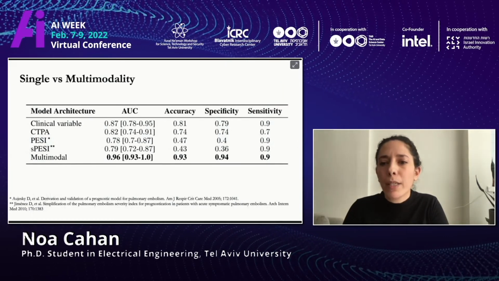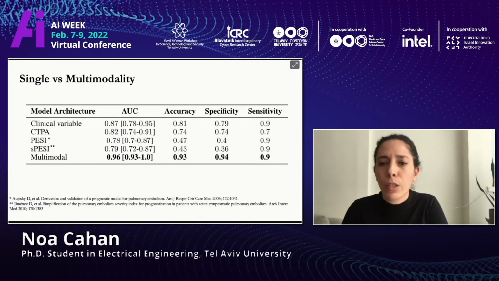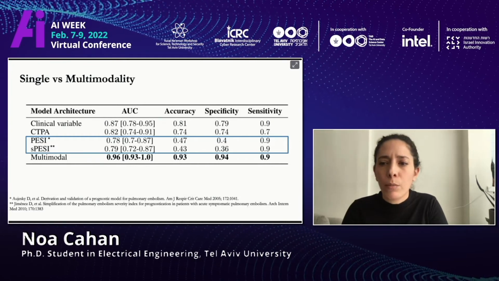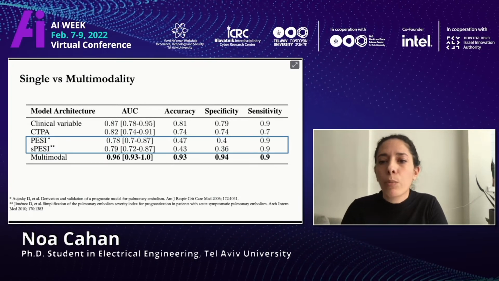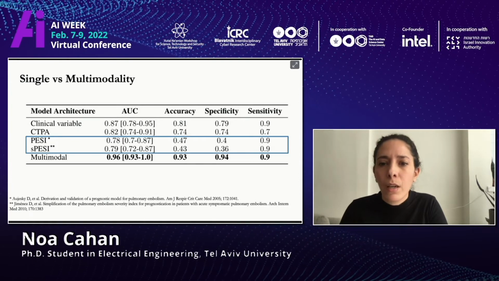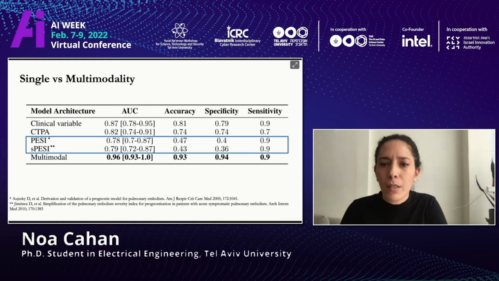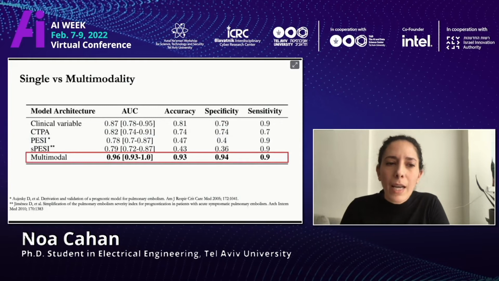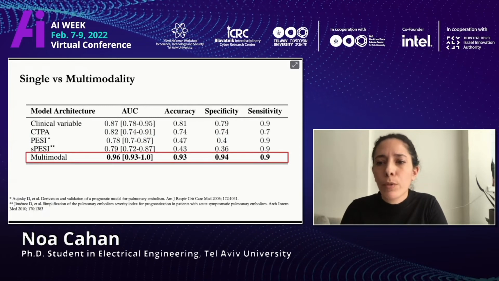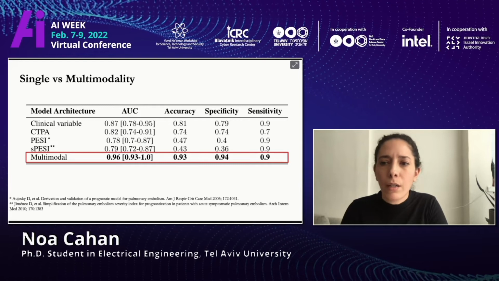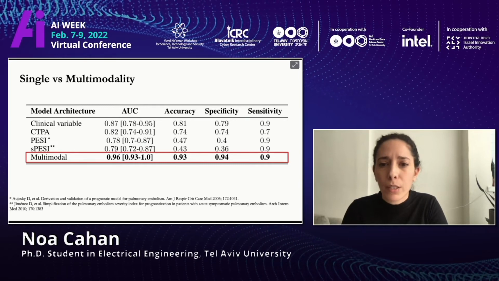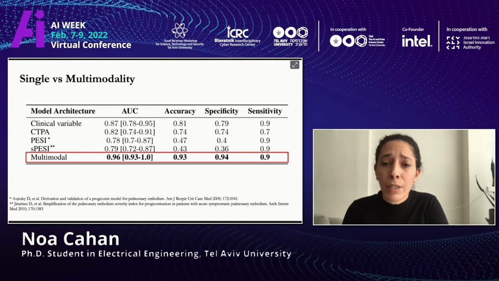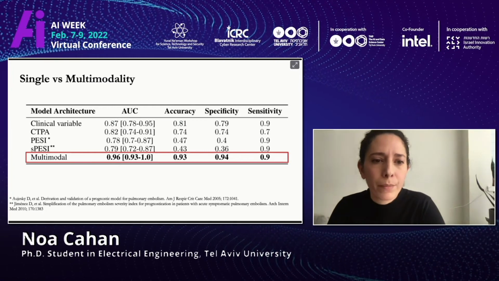We compare our best performing multi-modal classifier to our single modality ones. We also compare ourselves to other existing prognostic models. The most commonly used ones are the Pulmonary Embolism Severity Index, PESI, and its simplified version, SPESI. As can be seen here, our model outperforms all other unimodal models and clinical prediction rules in all metrics. This is especially apparent when looking at the AUC score, which is significantly higher than all other competing models.